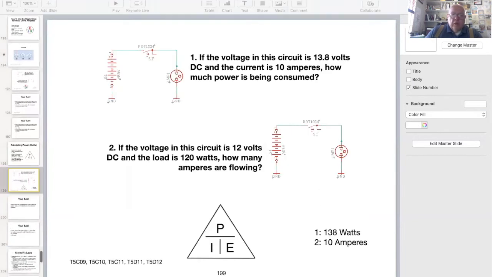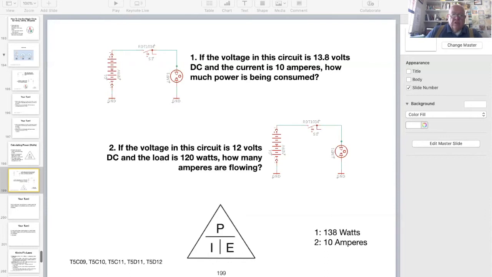In question 1, we know the voltage is 13.8 volts and the current is 10 amps. And we want to know how many watts are being consumed. I cover up the P in the magic triangle and I see that I should multiply the amps, a value of 10, times the volts, a value of 13.8, which yields 138 watts.